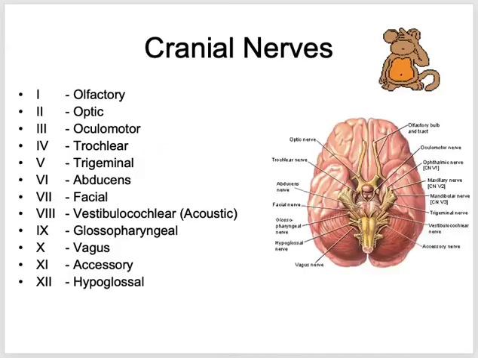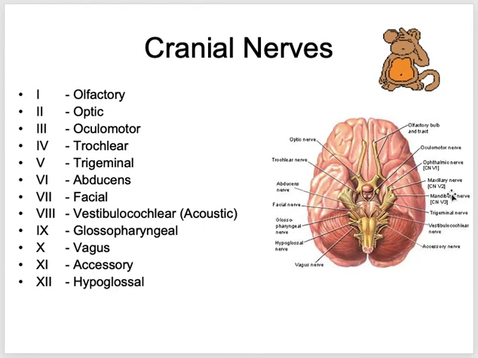There are 12 cranial nerves. As I told you, you have to remember the names in sequence, in the same sequence. Why? Because when we go to clinical examination, we examine the cranial nerves in the same sequence: olfactory, optic, oculomotor, trochlear, trigeminal, abducens, facial, vestibulocochlear, glossopharyngeal, vagus, accessory, or spinal nerve, and hypoglossal.